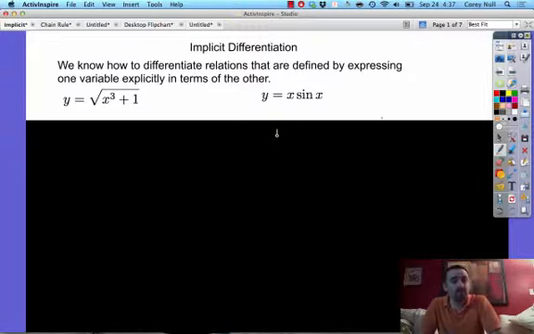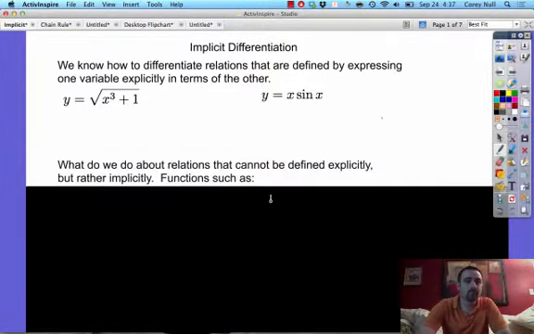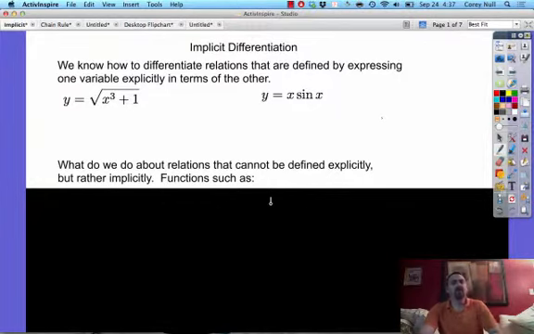And as a matter of fact, if you go through your stock of different kinds of functions, you know how to take the derivative of just about any function you could write down at this point. There's only a couple functions that we haven't talked about yet. That's pretty powerful. But what we want to do now is talk about relations that cannot be defined explicitly, but rather implicitly.